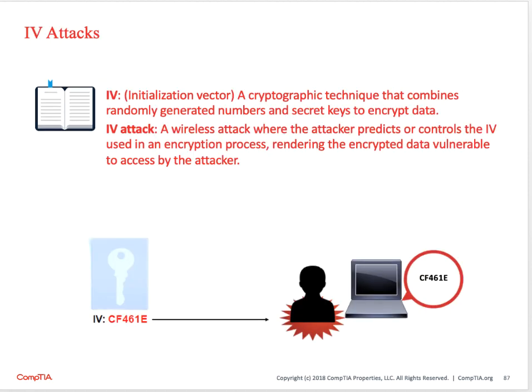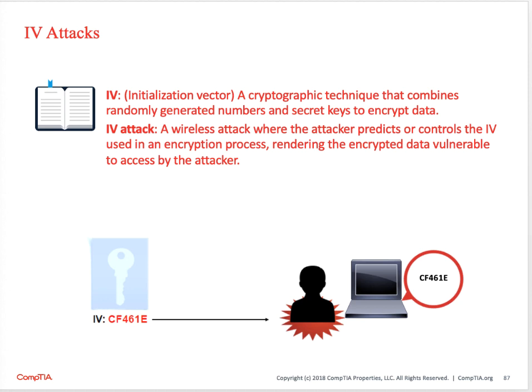Initialization vector attacks, so IV attacks. In encryption, an initialization vector is a number added to a key that constantly changes in order to prevent identical information from producing the exact same ciphertext upon encryption, right? So it makes it more difficult for an attacker to figure out encrypted information that gets repeated.